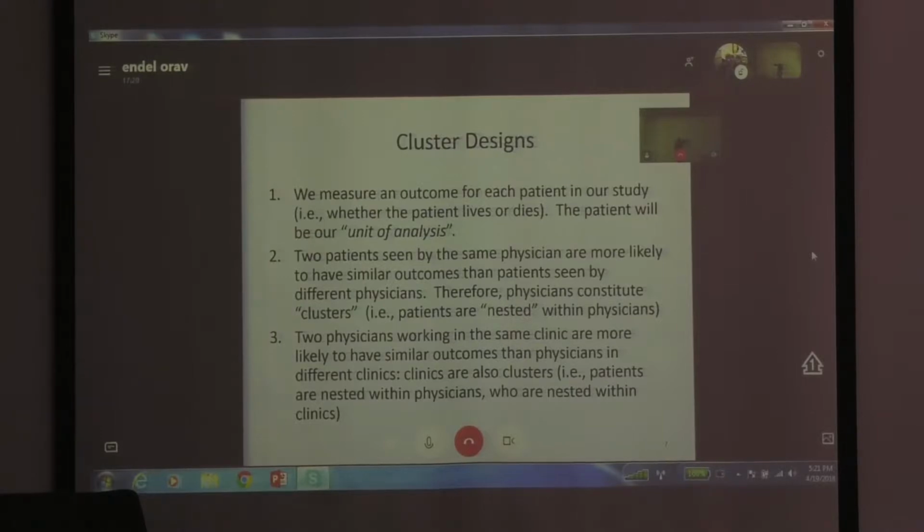And then it can certainly get more complicated. So 2 physicians who work in the same clinic are more likely to have similar outcomes than physicians seen in different clinics, either because of the resources available in the clinic, or because of the way that physicians are trained in that clinic. And so, in fact, clinics can also be considered higher level clusters. And so patients are nested within physicians, and physicians are nested within clinics. Clinics can be nested within hospitals. Hospitals are nested within health systems.